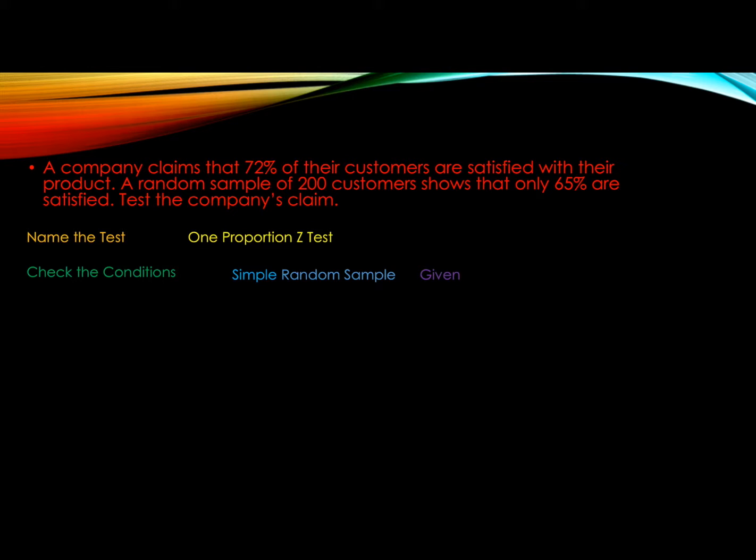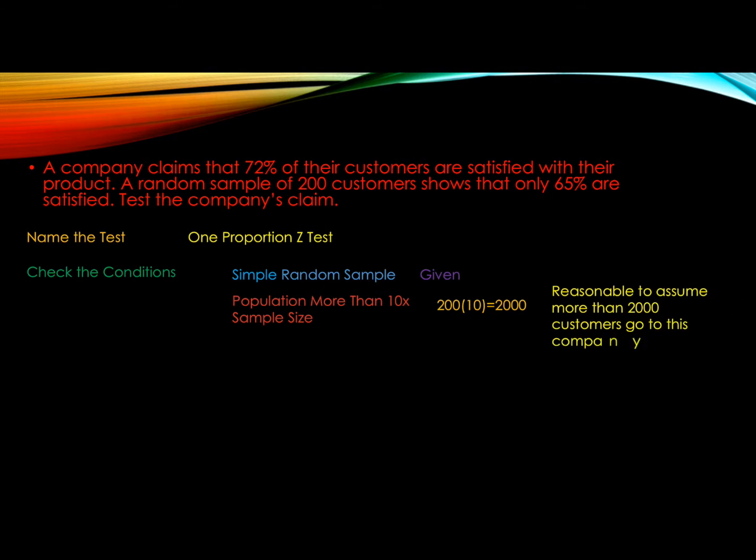The next condition is the population must be more than 10 times the sample size. This is what makes it independent. It's easier to guarantee consistency when the observations are independent of each other. The problem says the sample was 200 customers, times 10 is 2,000. Now, we don't know how many customers buy stuff from this particular company, but it's reasonable to assume that more than 2,000 customers go to this company, or at least purchase products from the company. If it's a large franchise like Walmart, many people go into that store and can buy items online as well.